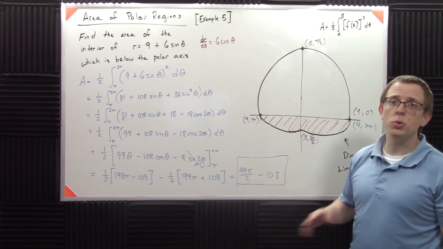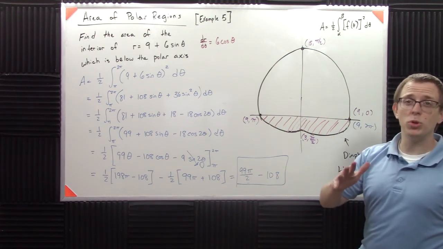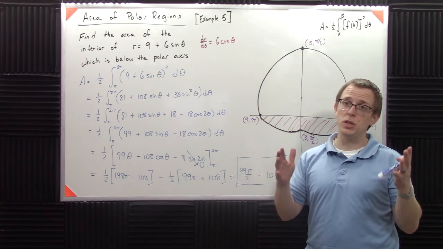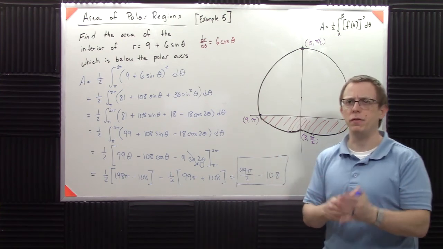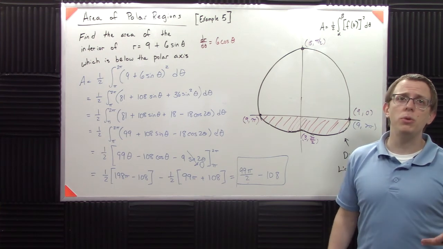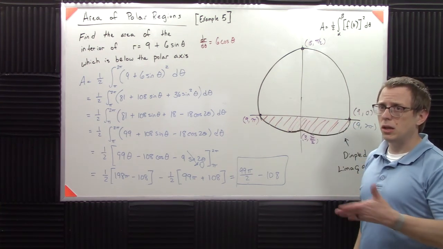So pi over 2 is a little bit bigger than 1/2. And 99 is almost 100. So a little bit bigger than 1/2 times a little bit smaller than 100 is about 150. 150 minus 108 obviously is positive. The reason you want to do this is because when you're getting this kind of area in polar regions, you need a positive area.